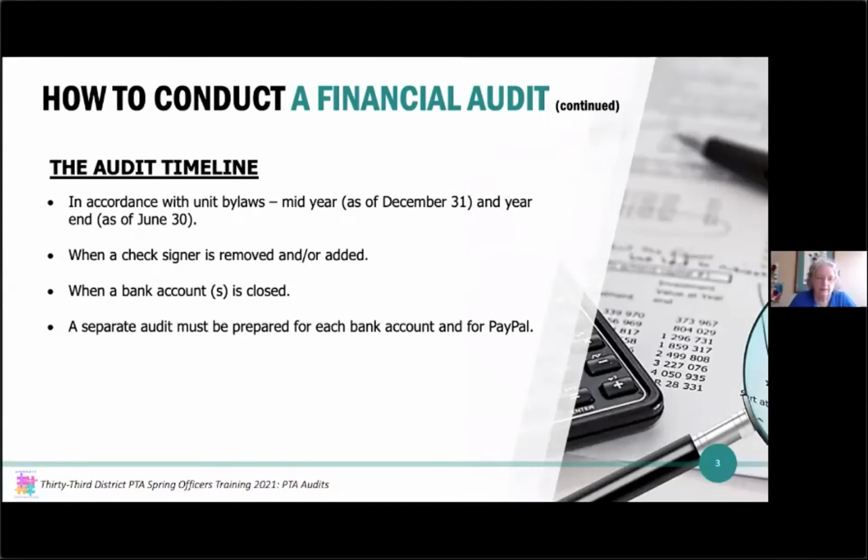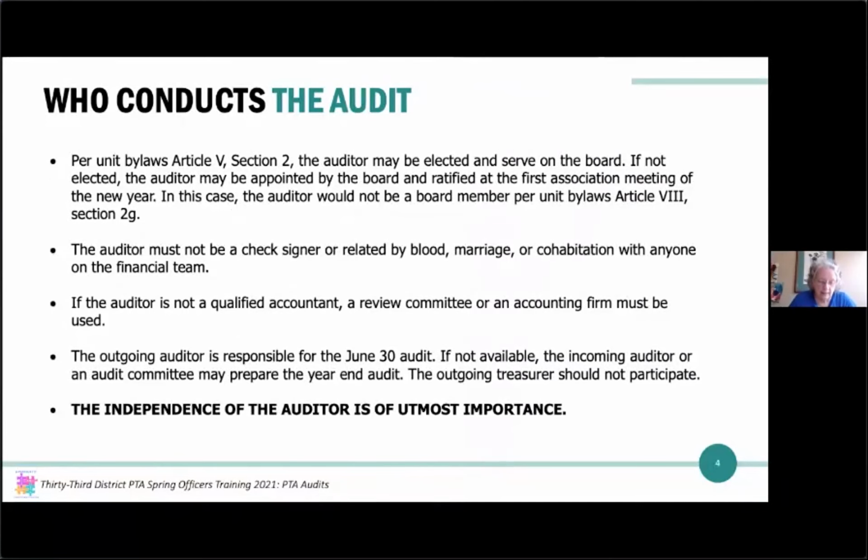So who conducts the audit? This is written in your bylaws, and that would be you. The auditor may be elected and serve on the board. Or if one is not elected, then the auditor would be appointed by the board and ratified at the first association meeting of the new year.